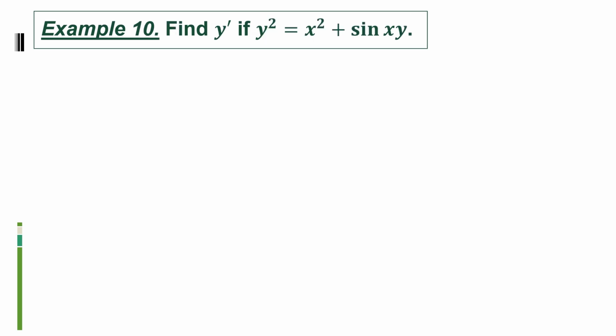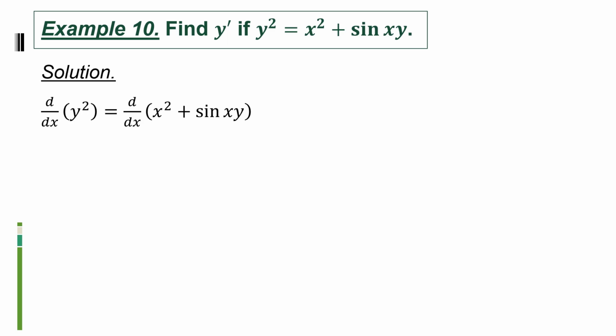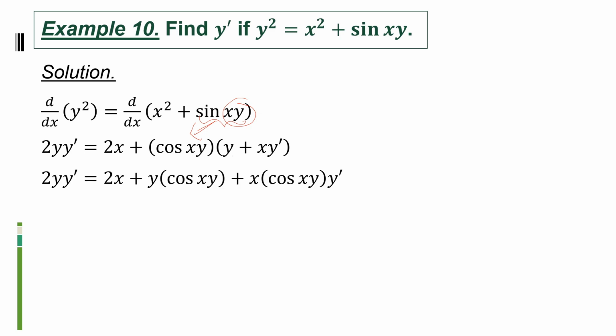Find y prime if y squared is equal to x squared plus sine xy. So differentiating both sides, we have 2y prime equals 2x plus, okay, ang kanyang derivative ay cosine xy. Then, kunin natin yung derivative nito kasi chain rule. So, we have y plus xy prime. So, 2y prime is equal to 2x plus y cos xy plus x cos xy prime.